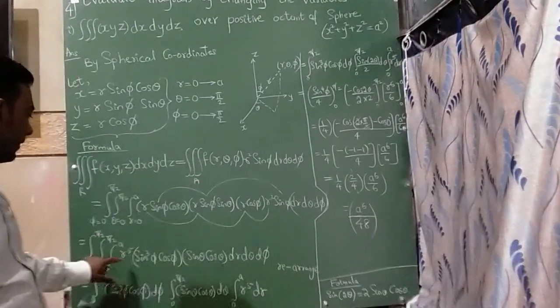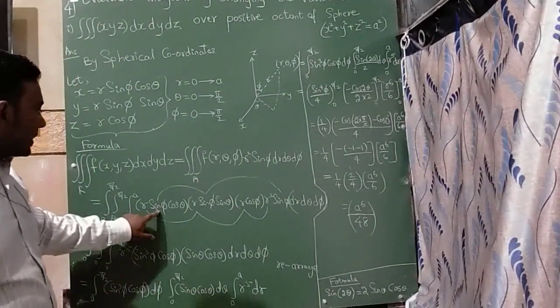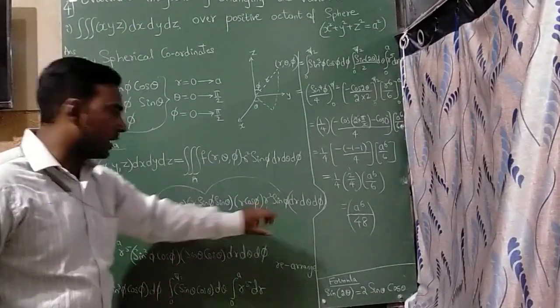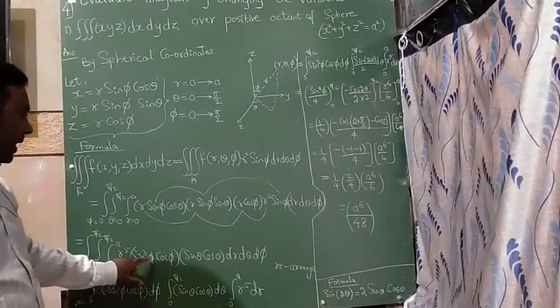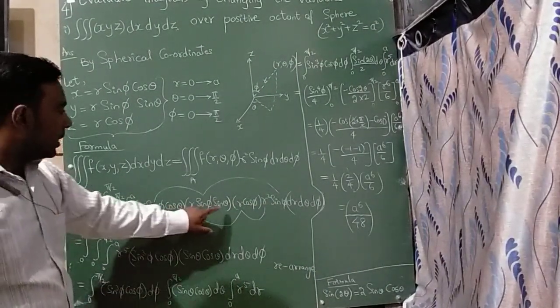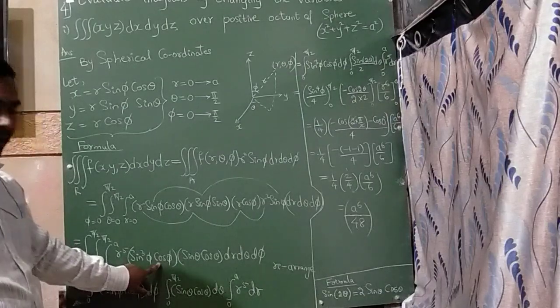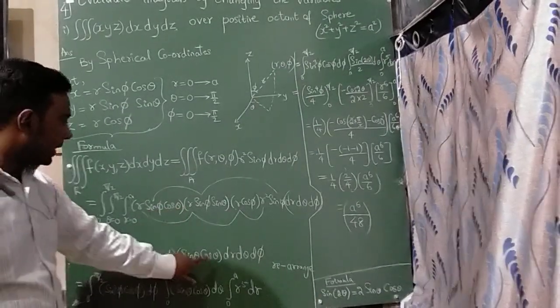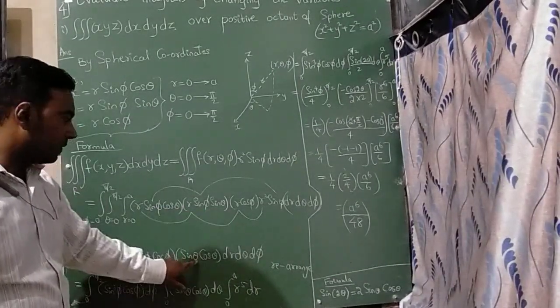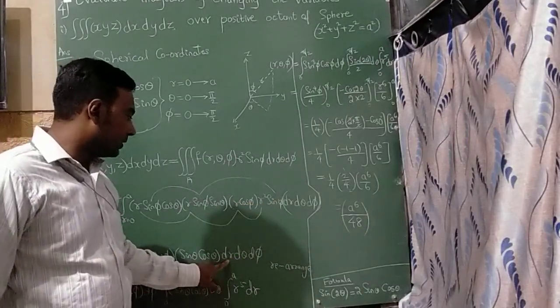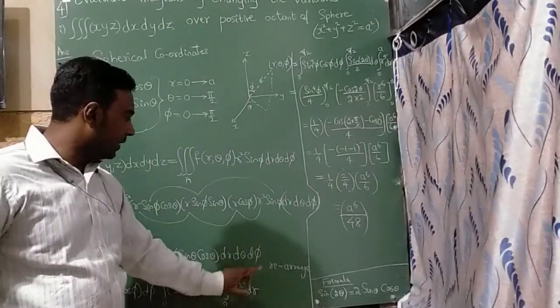Now here r and r square, so totally there are r to the power 5. Okay, sin phi and sin phi square, so there are sin cube phi. Okay, and cos phi I have written here. Now cos theta I have written here, sin theta I have written here. These are dr, d theta and d phi.